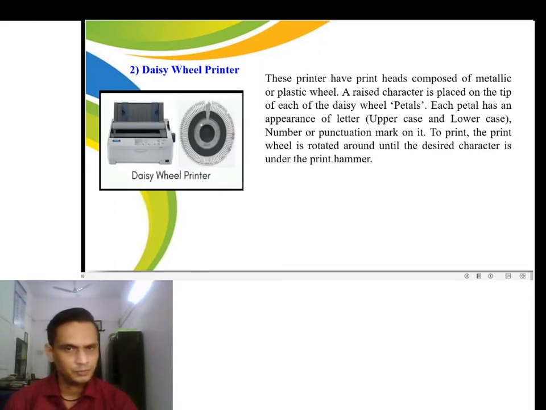Daisy wheel printer. This printer has a print head composed of a metallic or plastic wheel. A raised character is placed on the tip of each of the daisy wheel petals. Each petal has the appearance of an uppercase or lowercase letter, numbers and punctuation marks. To print, the print wheel is rotated until the desired character is under the print hammer, and the hammering action emanates the character on the page.